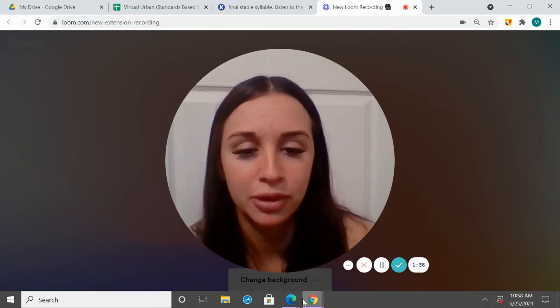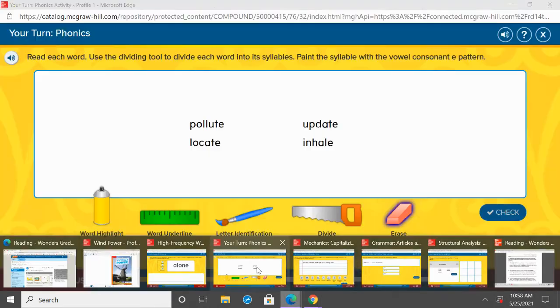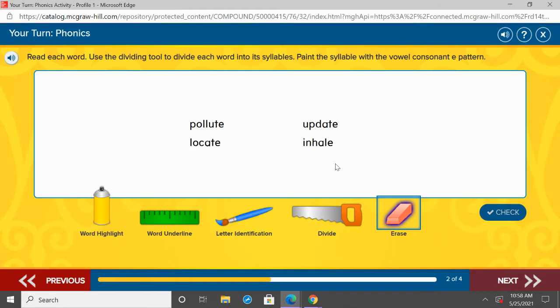So I'm going to go ahead and pull up the activity that we're going to work on today. The directions say, read each word, use the dividing tool to divide each word into its syllables, and paint the syllable with the vowel, consonant, E pattern. So first we have to divide the word up into syllables, and then figure out which syllable has that consonant, vowel, consonant, final E pattern we're looking for.